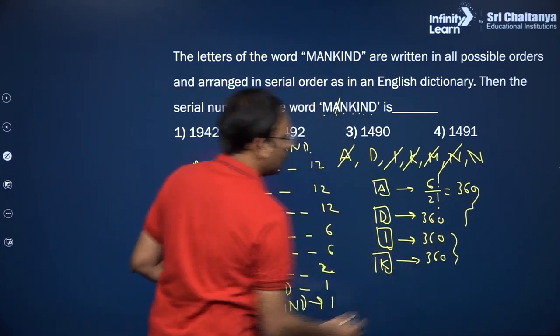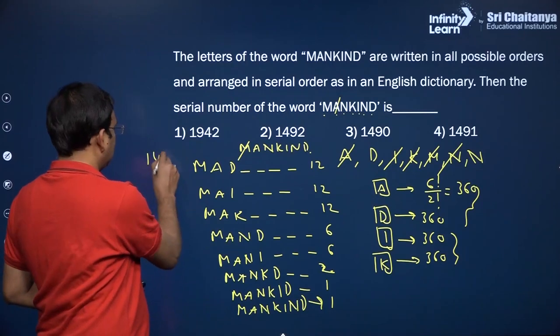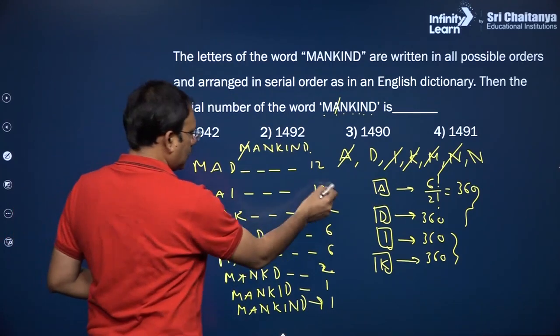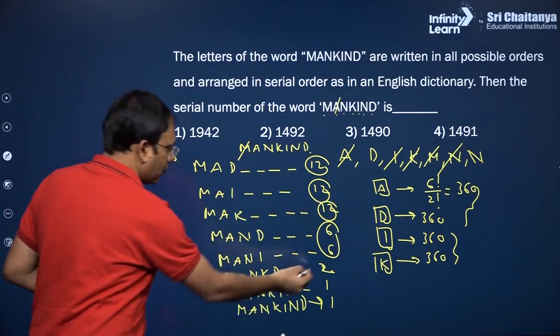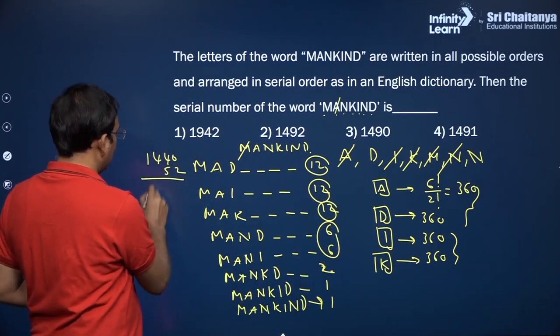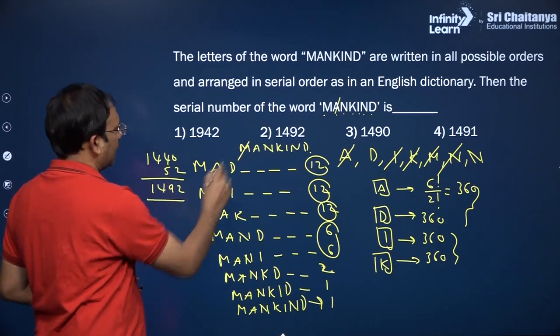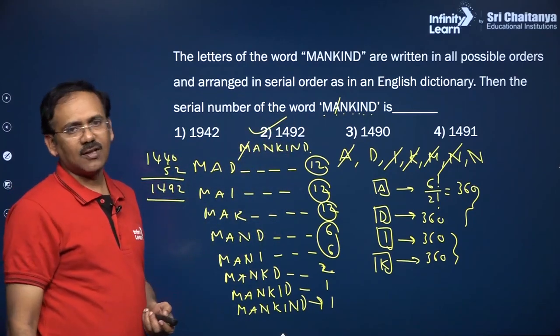720, 720, 1440. And this is 1, 2, 3, 4, 48, 52. You have to add 52. 1492 is the rank, my dear friends. Second option is the answer.